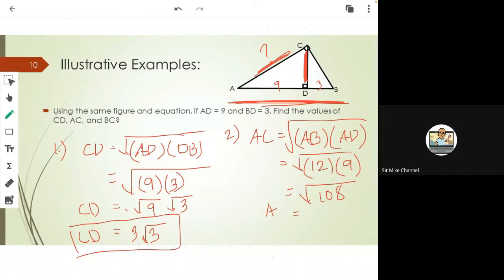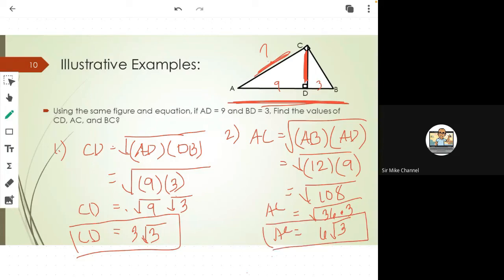Paano siya naging 6 square root of 3? Kasi nga, okay, let's say, ang factor niya is 36 times 3. Tama ba? So, 36 times 3, ang sagot natin is 108. And then, ang square root of 36 is 6, square root of 3. Okay, so that is the answer. Okay, 6 square root of 3.